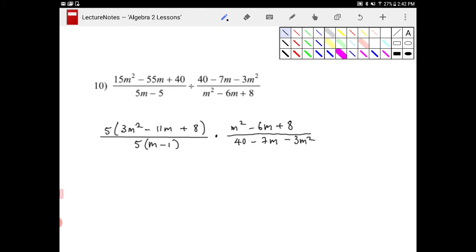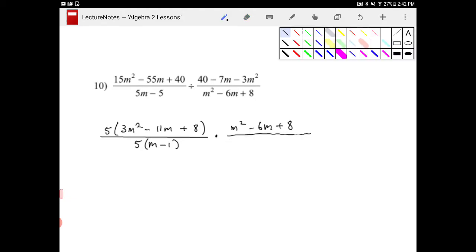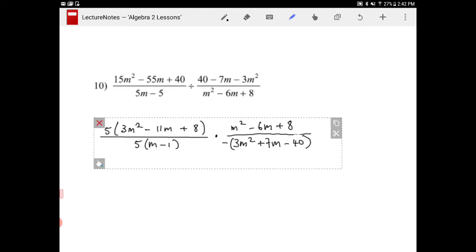I don't like the way this is written, because I'm not used to factoring things written like that. So I'm going to rearrange this as 3m squared, and factor out a negative: negative of 3m squared plus 7m minus 40. I don't like the leading coefficient being negative, which is why I factored out the negative 1. Now that I have this, I'm going to try and factor this.